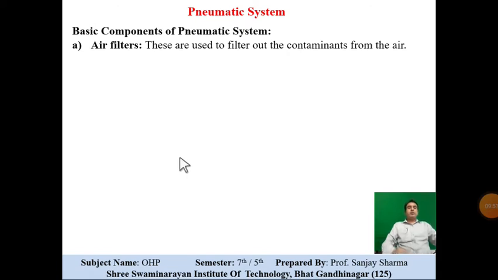Now, what are the basic components of the pneumatic system? One by one, let us see the basic components which we have seen in the layout. So the first one is the air filter. These are used to filter out the contaminants from the air.